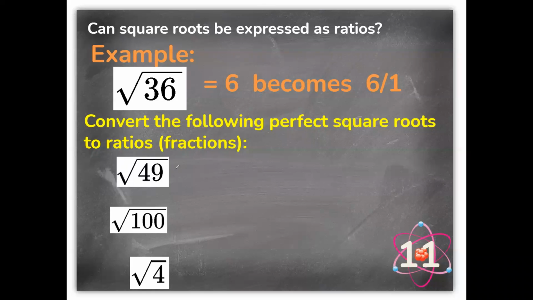So this is a perfect square root. We've got the square root of 49. Well, 7 times 7 is 49, so our answer is going to be 7. We're going to be able to turn that into a ratio by putting 7 over 1, and that's going to be our final answer. So do those two problems now.